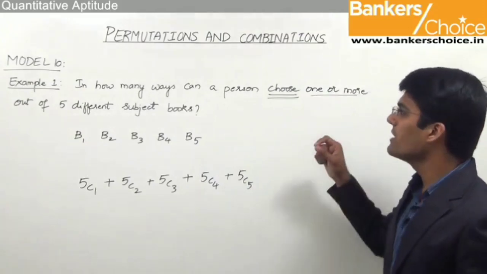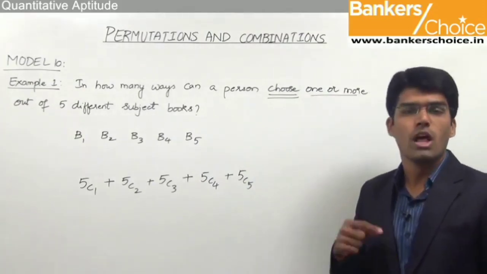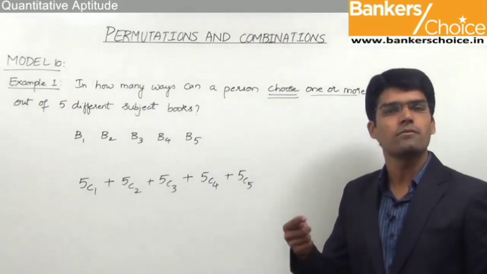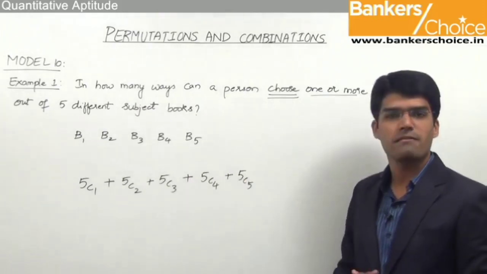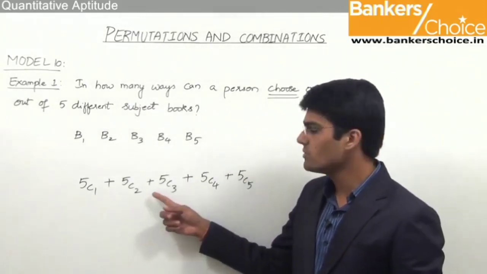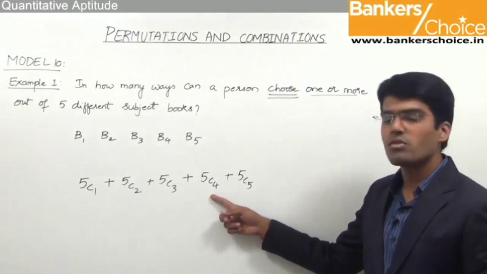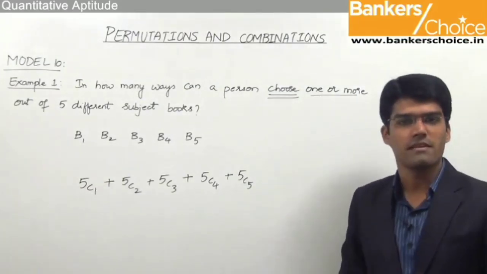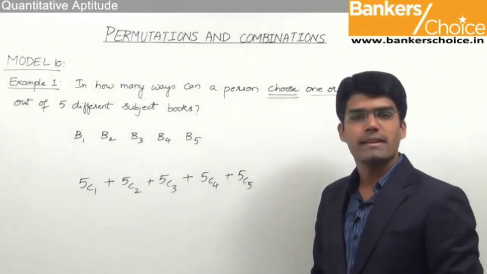The question says, in how many ways can a person choose one or more? One or more means it can be 1, 2, 3, 4 or 5. Why? Because maximum there are 5 books here. So 1 book can be selected in 5C1, 2 books in 5C2, 3 books in 5C3, 4 books in 5C4 and 5 books in 5C5 ways. So by adding all these, we get the required answer.